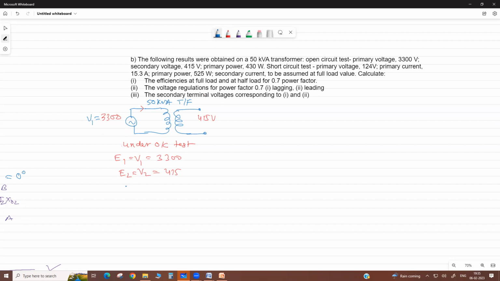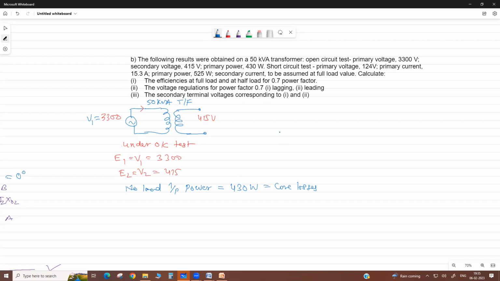Then we take the no load input power, that is 430 watt. You know, no load input power equals the core loss of the transformer, core losses. Okay.